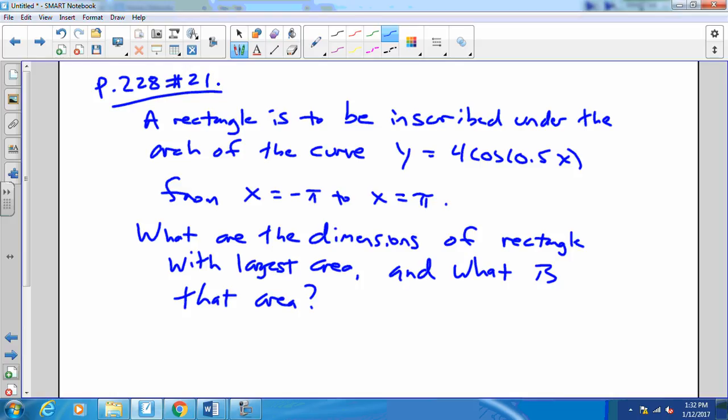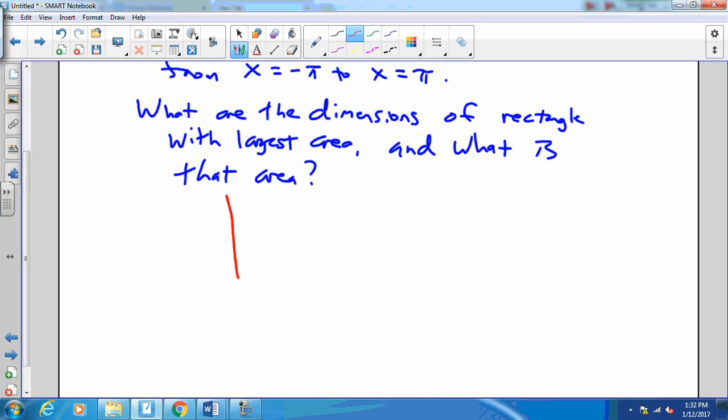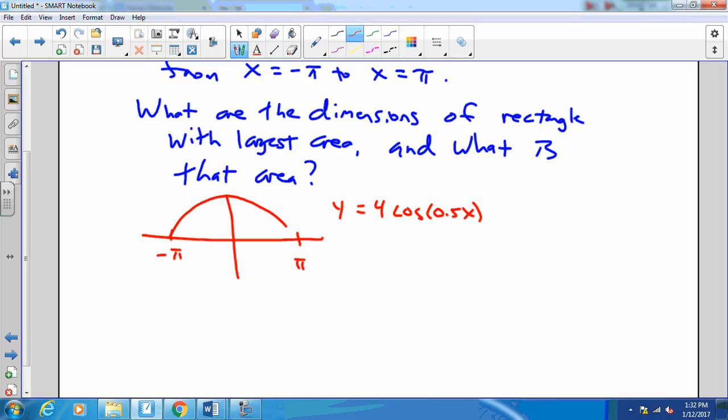Now the reason I wanted to focus on this question is that it has a very important word here: inscribed into the arch of the curve. And here's what that word means. If I were to graph y equals 4 cosine 0.5x from x equals negative pi to pi, then my graph would be the graph of a symmetric function that does something like this.